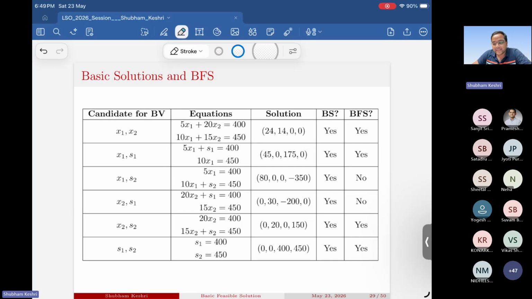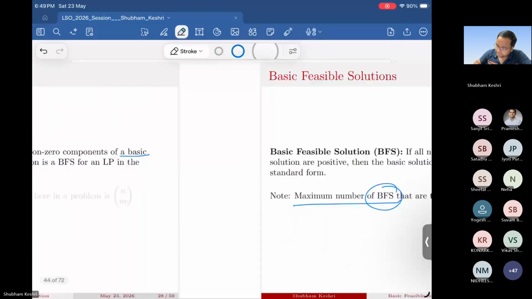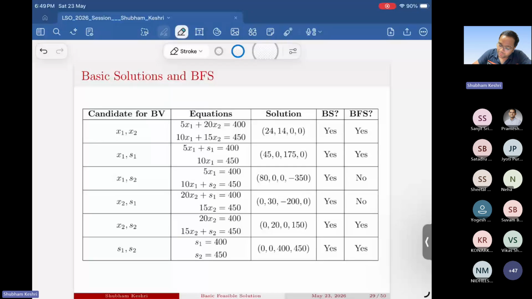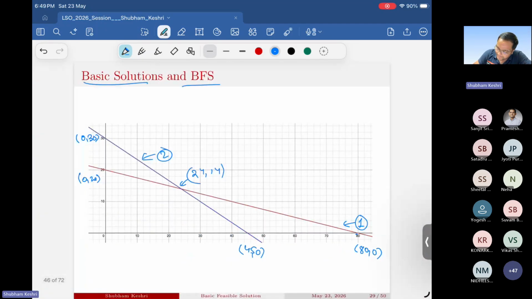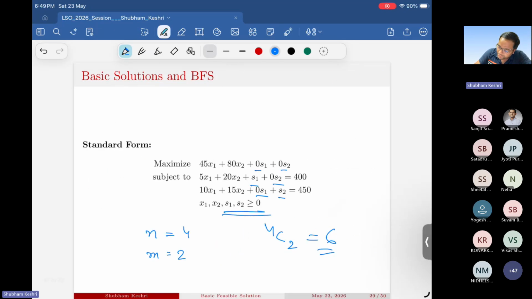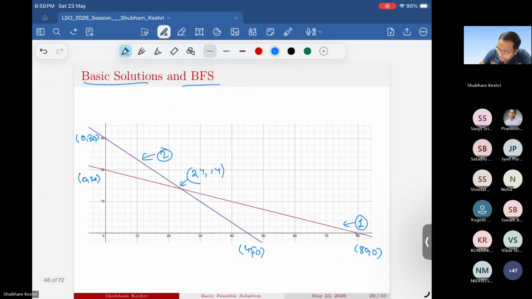Now what we'll do is we'll see these points. Where are these points in the feasible region? You see this point, 24, 14, 0, 0. It is actually this point 24, 14. 0, 0 is not here. We will understand this now. For the first constraint, you have 5x1 plus 20x2 plus s1 equals 400. If s1 is 0, you have this constraint, right? When s1 is 0.